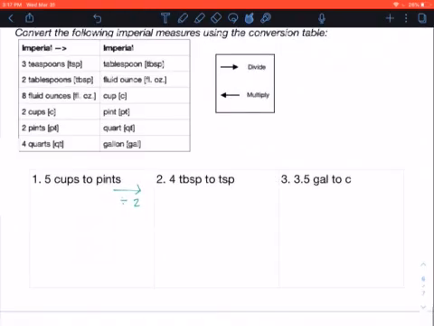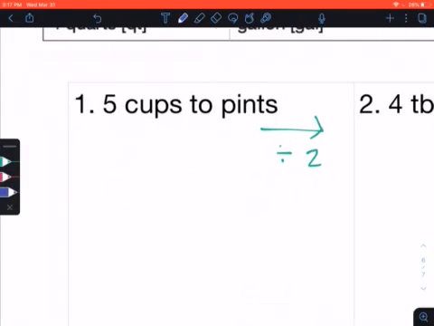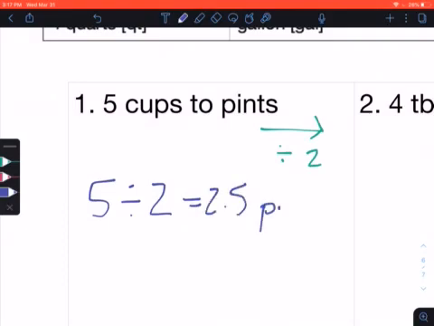2. So then I can do my math, so 5 cups, and I divide that by 2, and that is going to equal 2.5, and these are going to be pints.